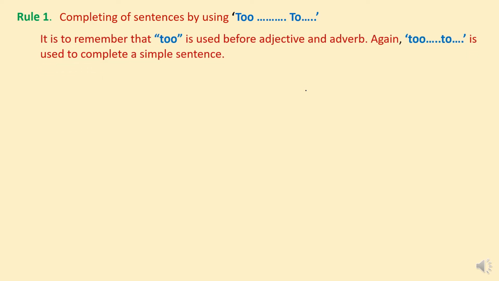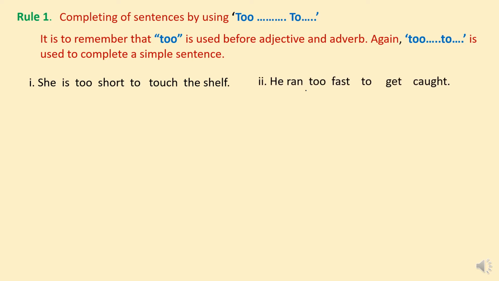Rule number 1. Completing sentences with to. It is to remember that too is used before an adjective and adverb. Again, to is used to complete a simple sentence. Let us have a look at two sentences. The first sentence: she is too short to touch the shelf. Next one: he ran too fast to get caught.